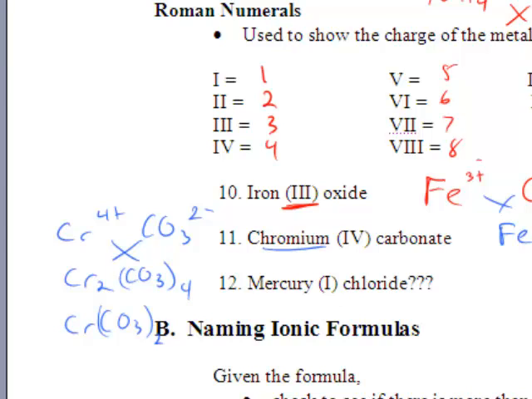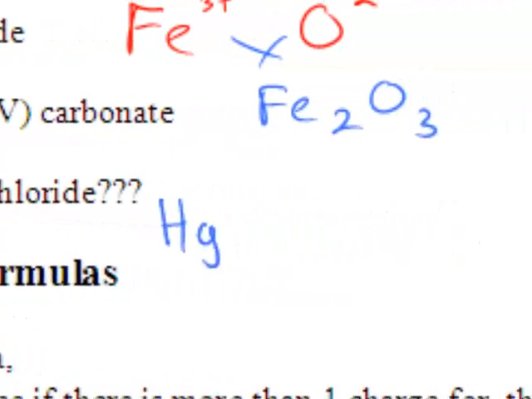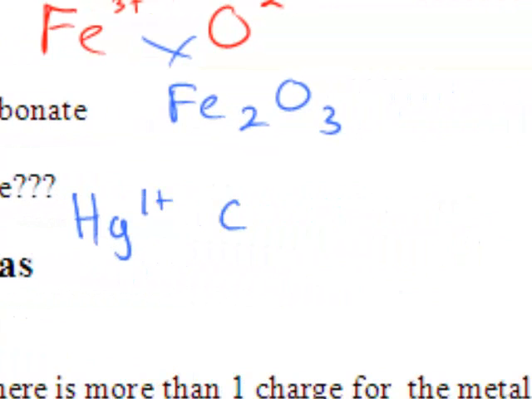And finally, try this last one out on your own. Pause it now. Then we end up getting H 1 plus, chlorine 1 minus, and we end up swapping. There's nothing to swap, so it's a 1-to-1 ratio.